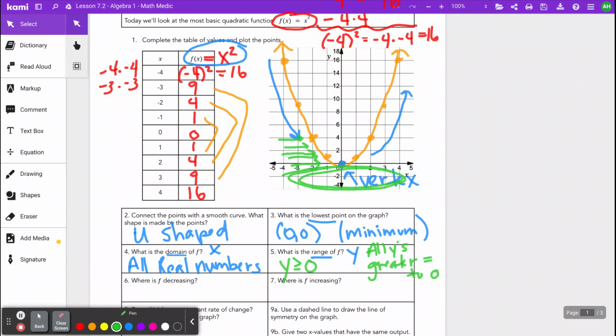So this is always going to be true for domain, always all real numbers. And my range is going to be based off of what's that lowest y value that got graphed, in this case. All right, where is the function decreasing?